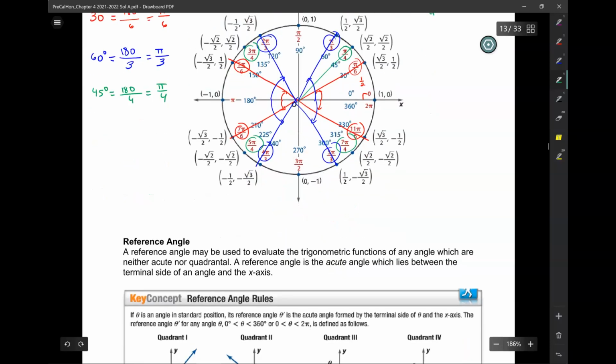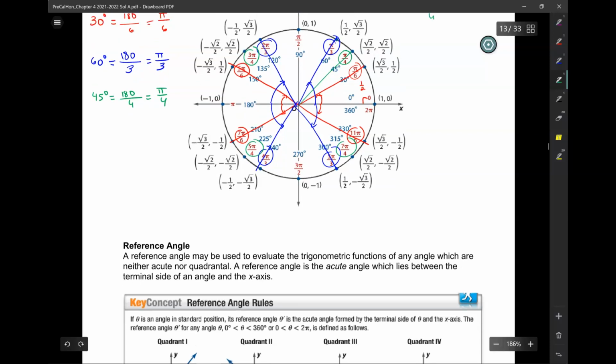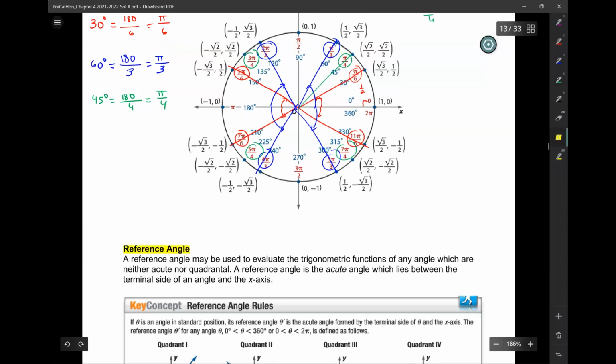So I would expect that my students just kind of know. If I say 5 pi over 3, you should know, okay, it's 1 pi over 3, 2 pi over 3, 4 pi over 3, 5 pi over 3. You should be able to traverse the circle like that. All right. Let's move along to reference angles.